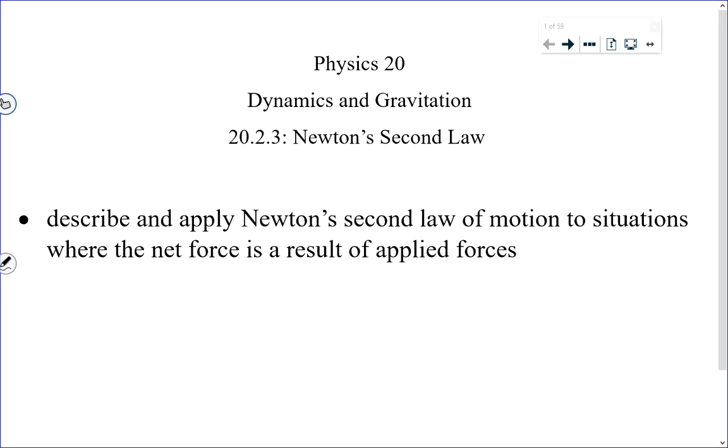Good afternoon, everyone. This is lesson 2.3, dealing with Newton's second law of motion. It's from the Dynamics and Gravitation unit of Physics 20, which is Unit 2. And for you West Country Outreach students, we're going to be looking at, I believe it's page 8 of your unit handout.